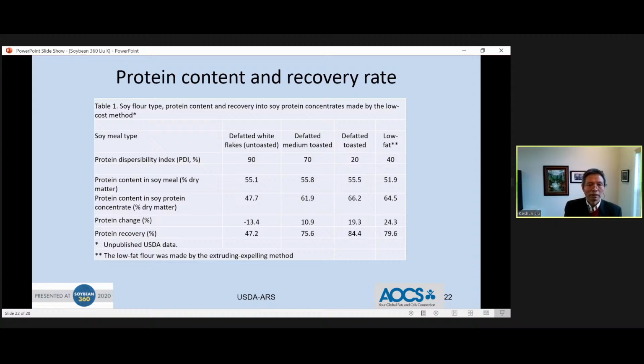As you can see, the protein contents start at about 55% for the defatted soy flour, and partially defatted about 52% because they still have residual fat. But during this process, with the high PDI sample, the protein content is actually reduced because the protein is being extracted out with the water. But for the rest, the 70, 20, and 40 PDI samples, the protein content increased. In particular, for the last two items, toasted deep fat soy flour and low fat soy flour, the protein content increased significantly. So the protein recovery in the final products also increased to about 75 to 80%. So we have to choose the right raw material; a lower PDI is better.